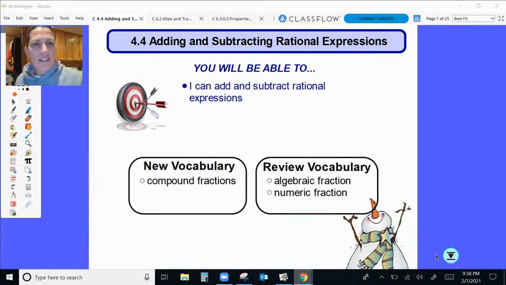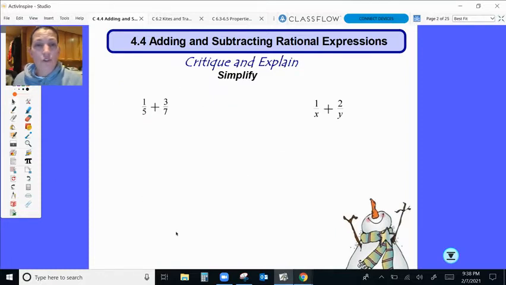Hello and welcome back. Today we're going to start adding and subtracting rational expressions. Last week we did multiplying and dividing. Adding and subtracting is a little bit different, just like it is with regular fractions. If you remember, with regular fractions, we have to find common denominators.